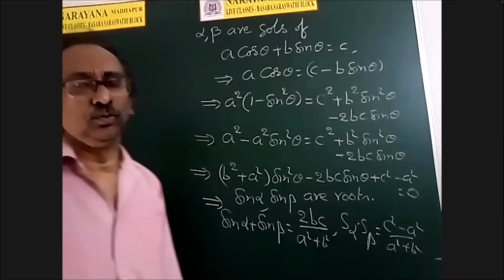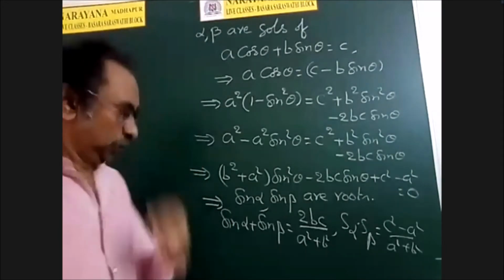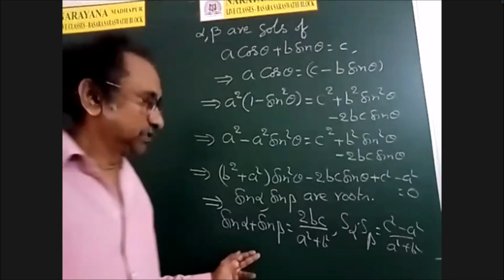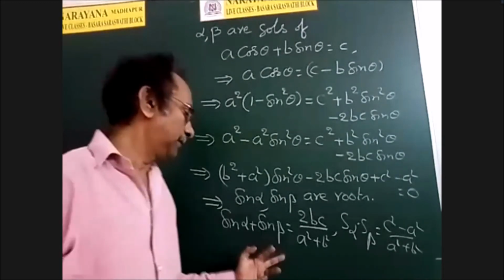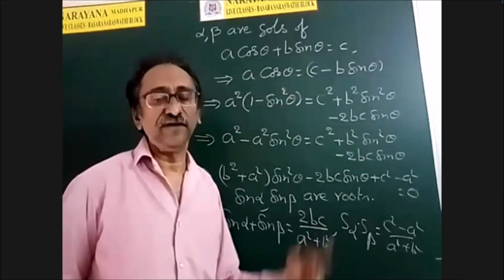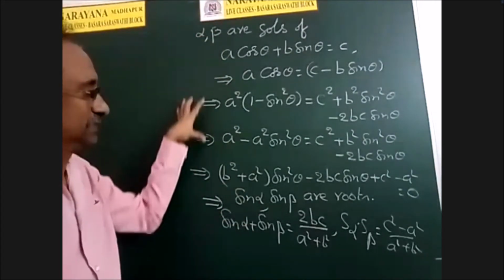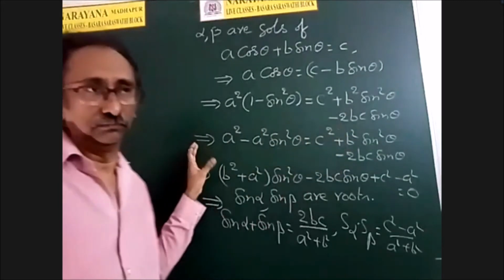Now I will give you 2 minutes time. You complete the remaining. What is meant by remaining? Now he is also asking cos alpha plus cos beta and cos alpha into cos beta. For that, this equation is converted in terms of cos only.